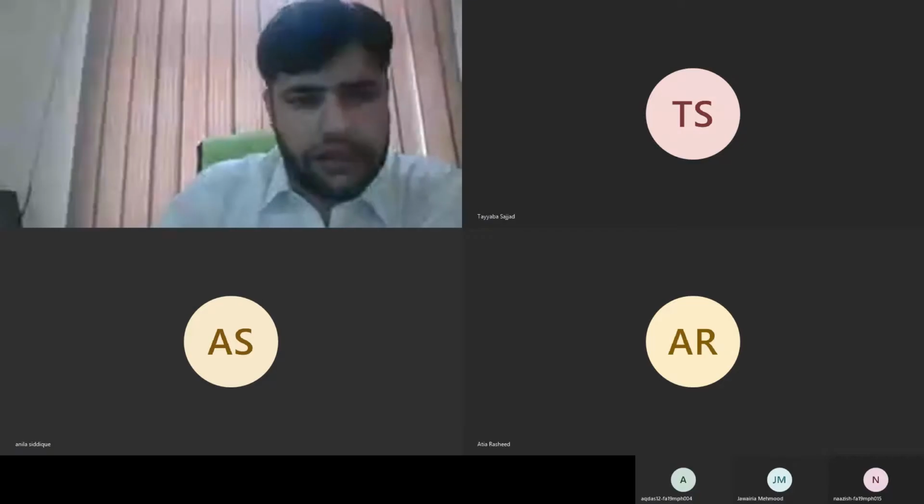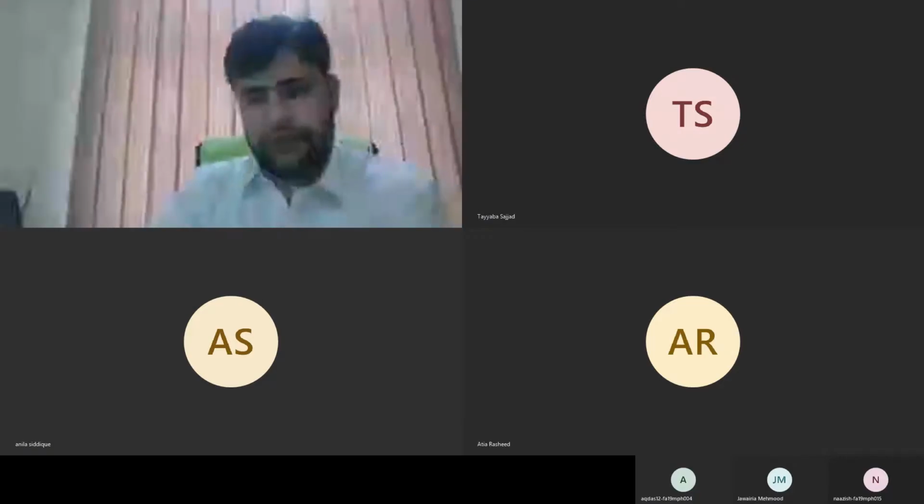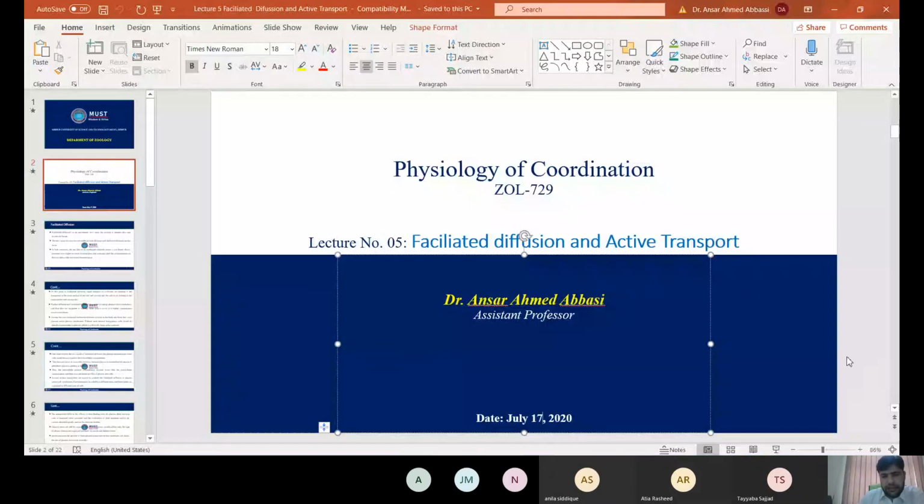Diffusion, and in this facilitated diffusion, mediated transport. And in mediated transport we shall discuss facilitated diffusion as well as the process of active transport.